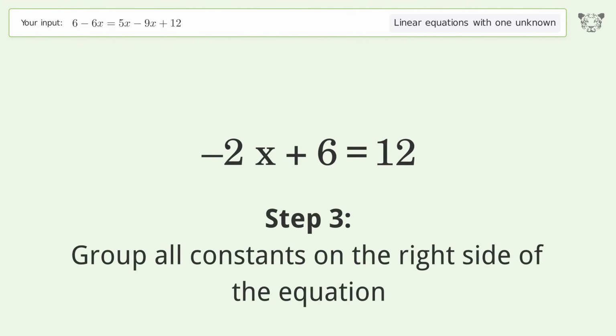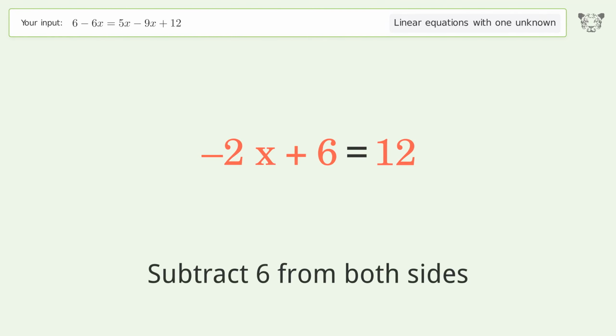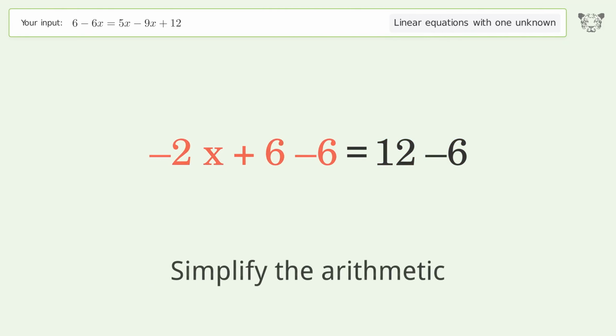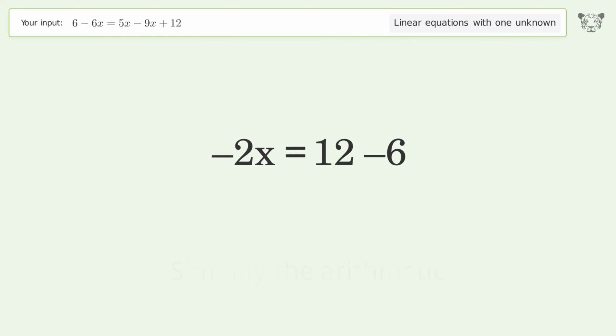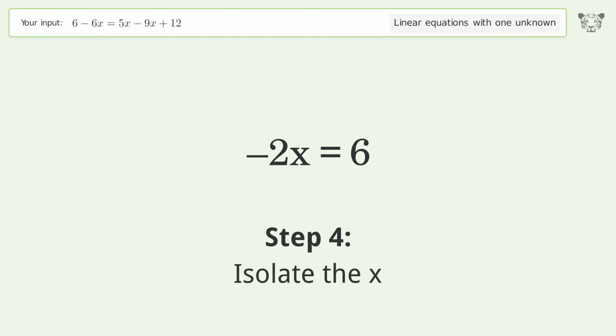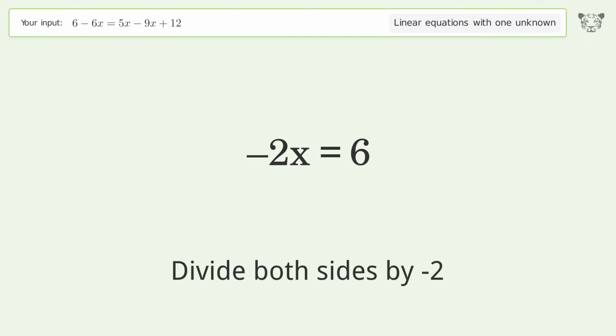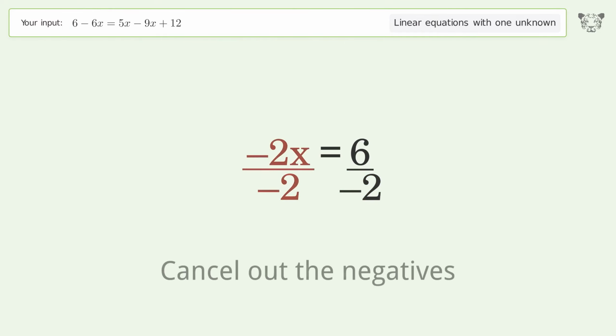Group all constants on the right side of the equation. Subtract 6 from both sides. Simplify the arithmetic. Isolate the x. Divide both sides by -2. Cancel out the negatives.